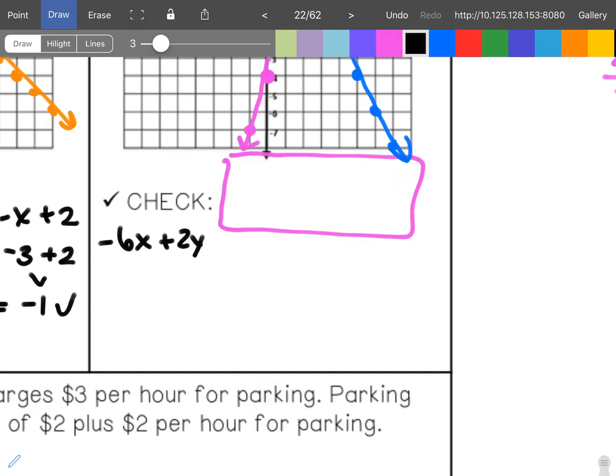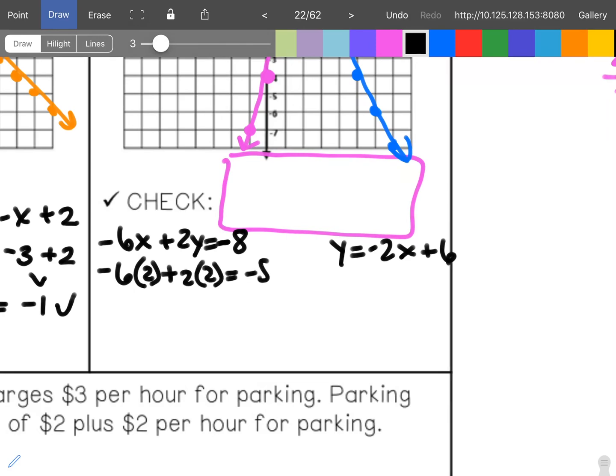Negative 6x plus 2y equals negative 8. And y equals negative 2x plus 6. So we thought it was 2, 2, so the x and the y we think are 2. So I'm going to put a 2 in for both of those. So this would be negative 12 plus 4. This side is still negative 8. Negative 12 plus 4 is negative 8. Well, it works for that equation. We know that 2, 2 is a solution for that one.